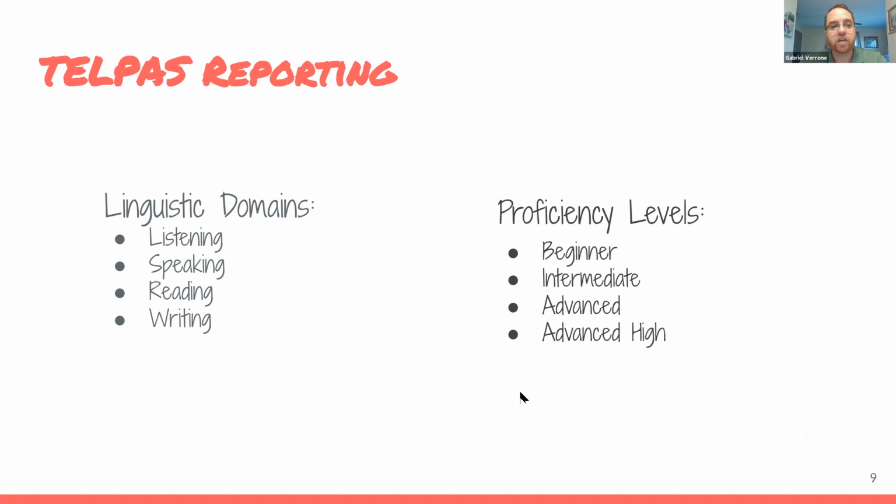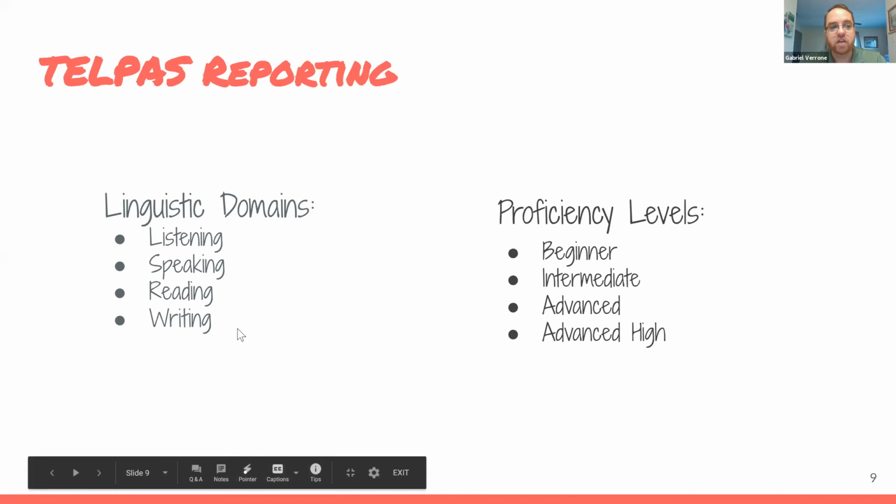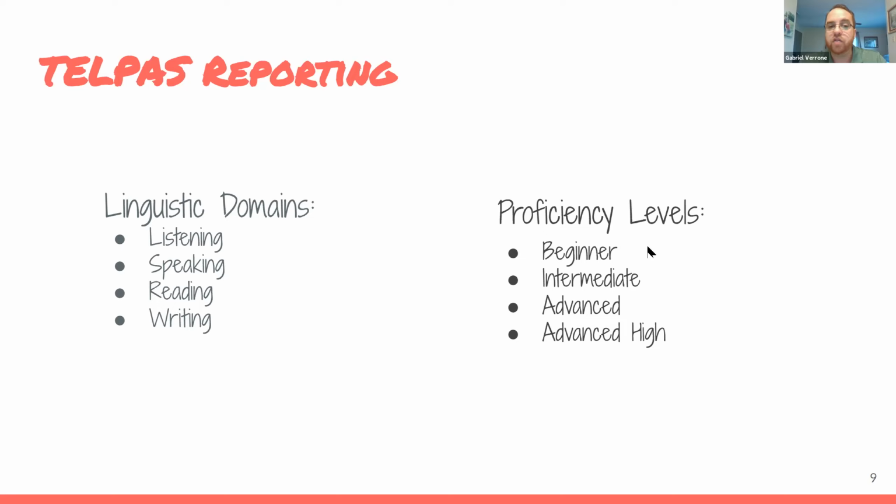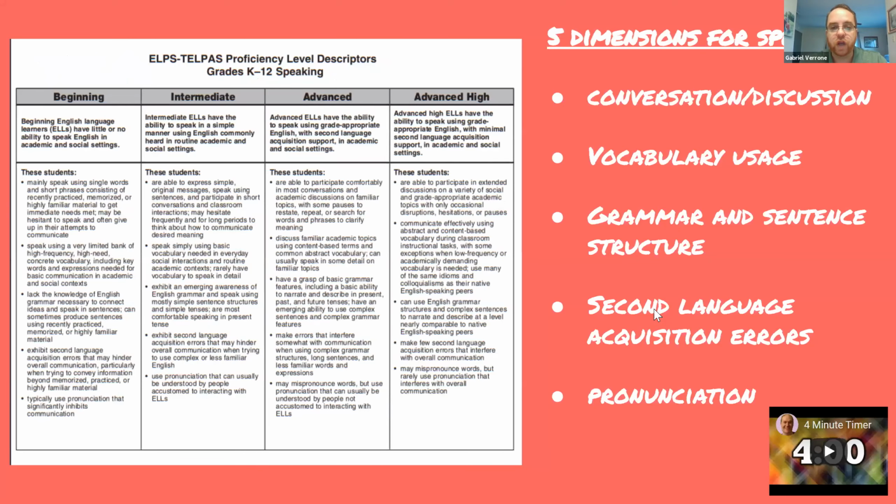Okay, so TELPAS reporting, we know that, as I said, there are 4 domains. And in each of those domains, there are 4 proficiency levels: beginner, intermediate, advanced, and advanced high. And so what we're going to look at real quick, I'm going to give you about 4 minutes to read through the K through 12 ELPS and TELPAS proficiency level descriptors, okay?